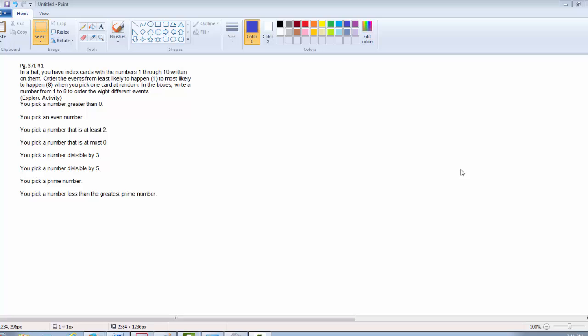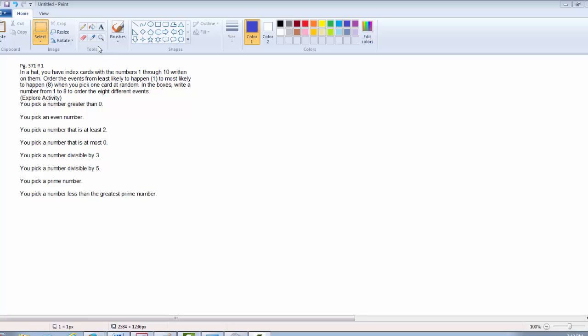This first problem is page 371, number 1. In a hat, you have index cards with the numbers 1 through 10 written on them. Order the events from least likely to happen to the most likely to happen. When you pick one card at random, in the boxes, write a number from 1 to 8 to order the 8 different events that you have right there.